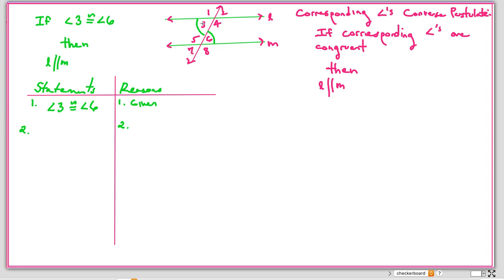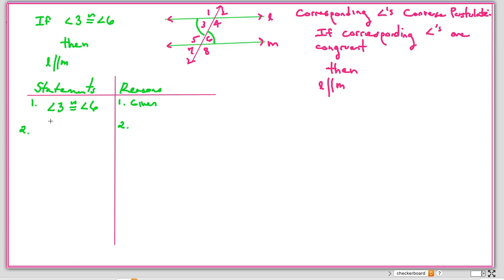And then I know since 3 is the same as 6, 6 is the same as 7, that must mean that 3 is the same as 7. And if you look at the relationship between 3 and 7, they're corresponding. And I use the postulate to finish this off because now I say 3 and 7 are corresponding and they're congruent, therefore L is parallel to M. So let's write this out.